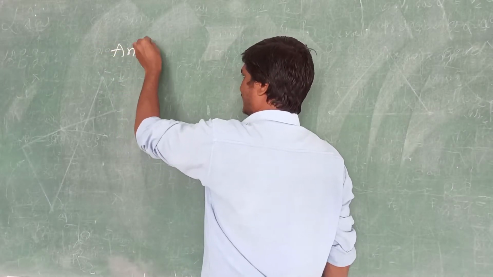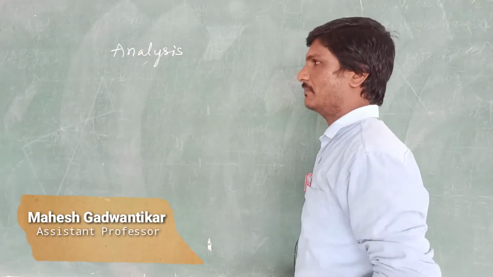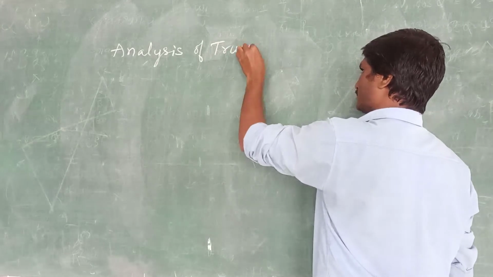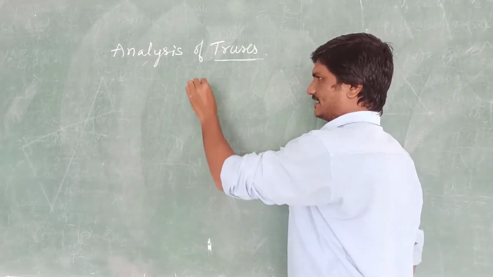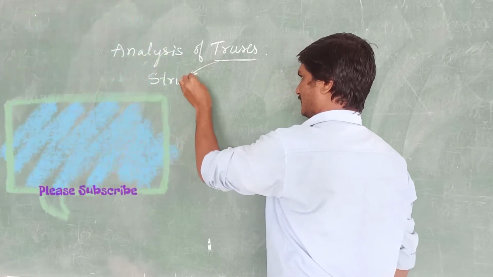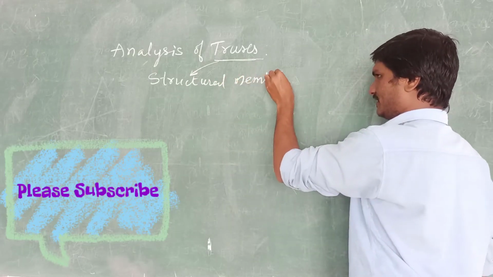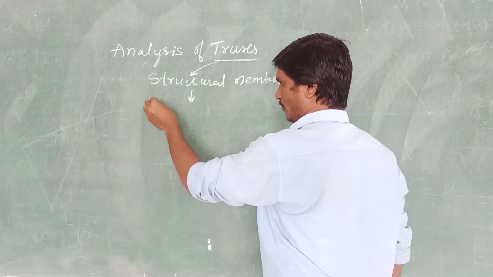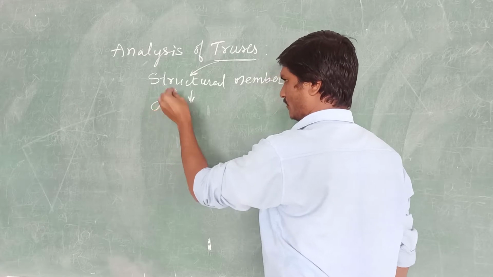Let us discuss trusses, and afterwards we'll go for how the trusses are classified. So, a truss is a structural member. It is connected with several members. There may be more than one member; we call that a truss.